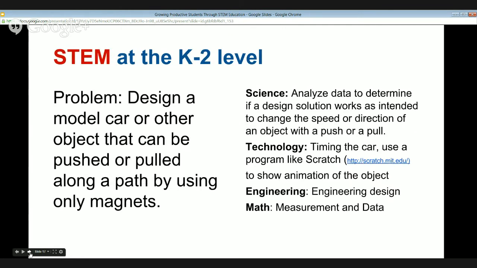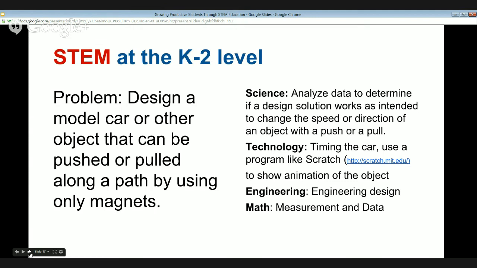Okay, so STEM at the K-2 level. This is an example of a simple STEM activity, and this one was actually geared to first grade. The example that I have for you is to design a model car or another object that can be pushed or pulled along a path by using only magnets. And over on the right-hand side, the science is pulled straight from the standards. It is to analyze data to determine if a design solution works as intended, to change the speed or the direction of an object with a push or a pull.